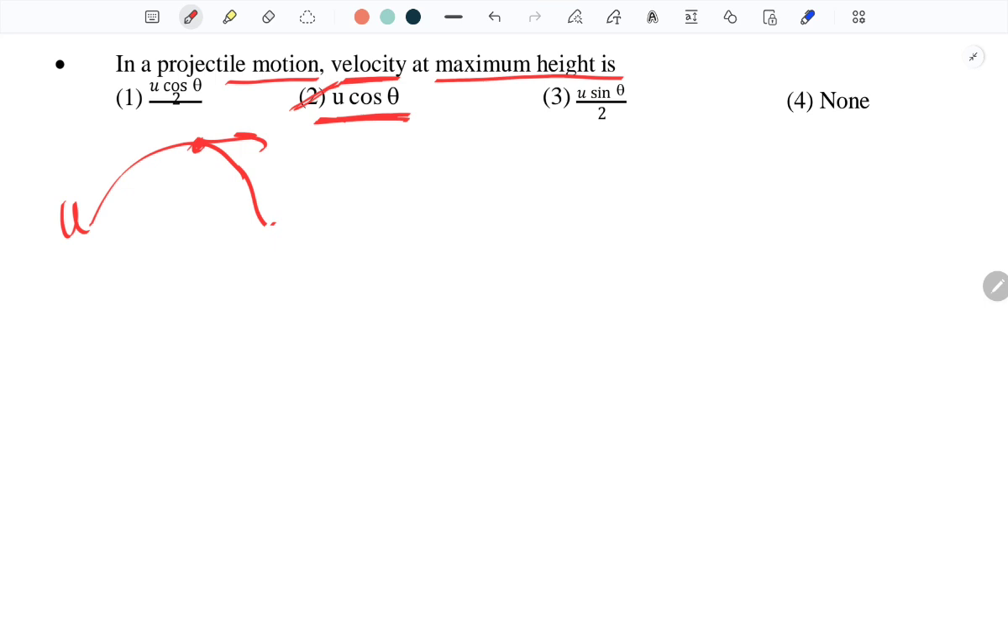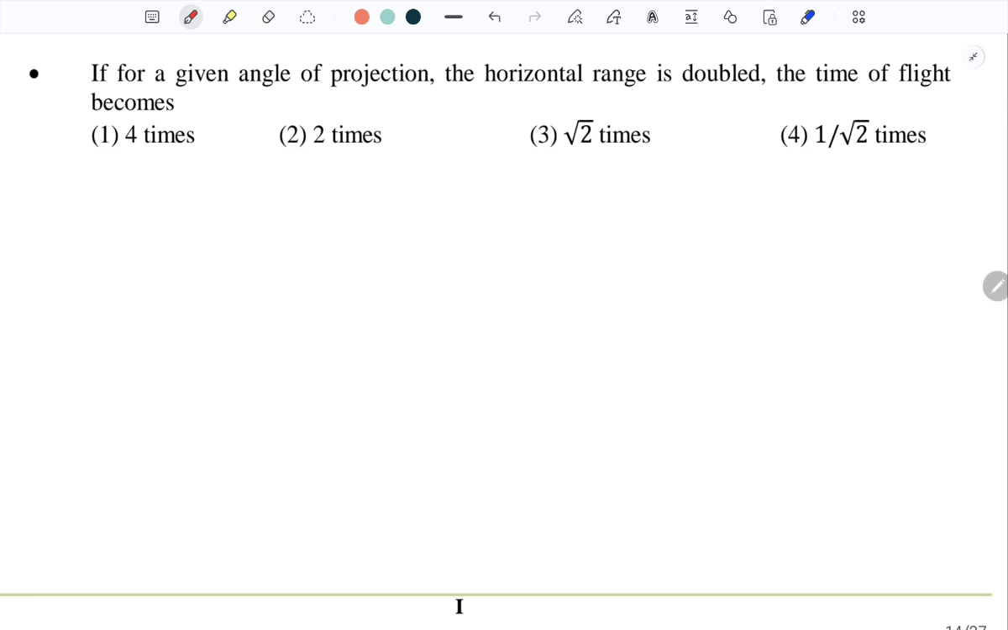Clear? If he asks what is the horizontal component of velocity, the answer is u cos theta. If he asks what is the velocity at maximum height, it is again u cos theta. If he says what is the vertical component, then the answer is 0. Okay, I hope this is clear. Let's move on to the next question.